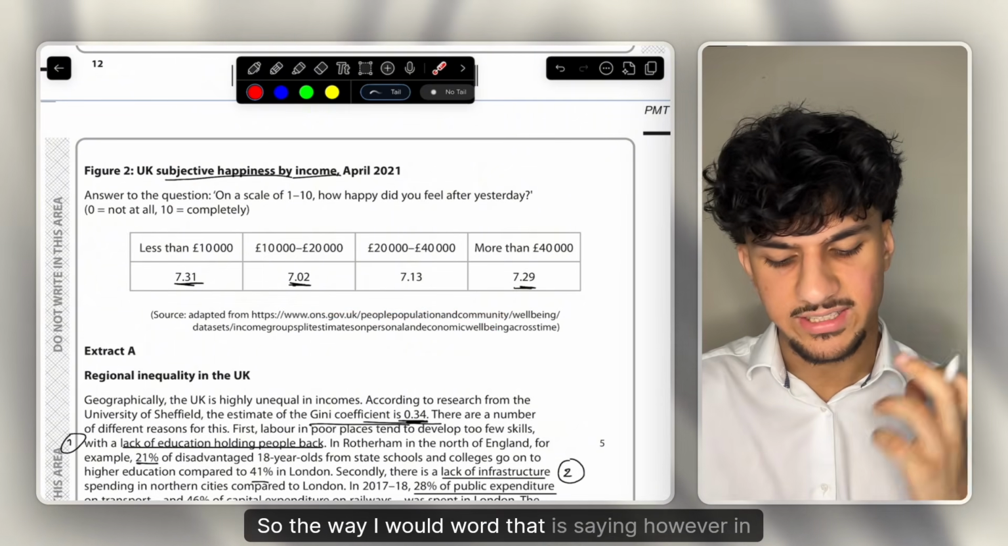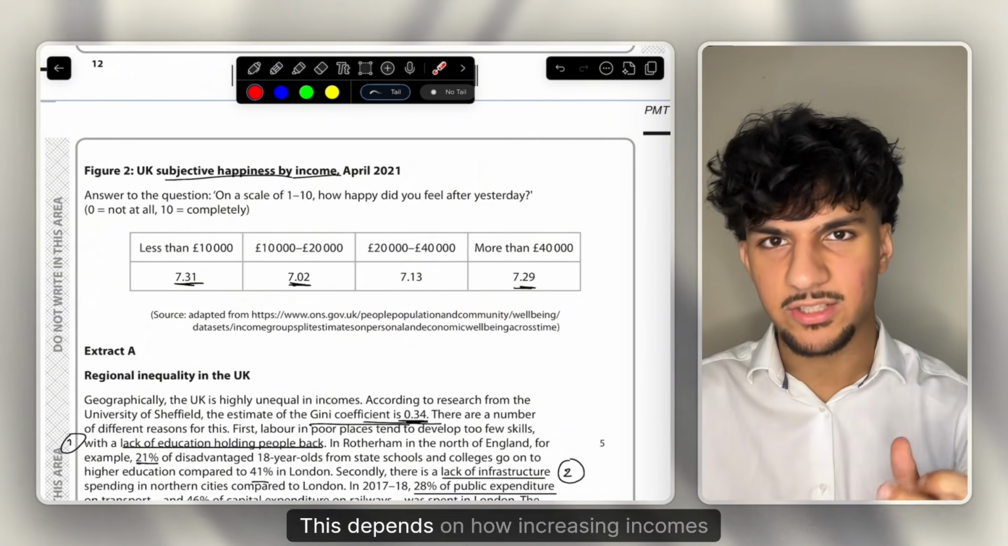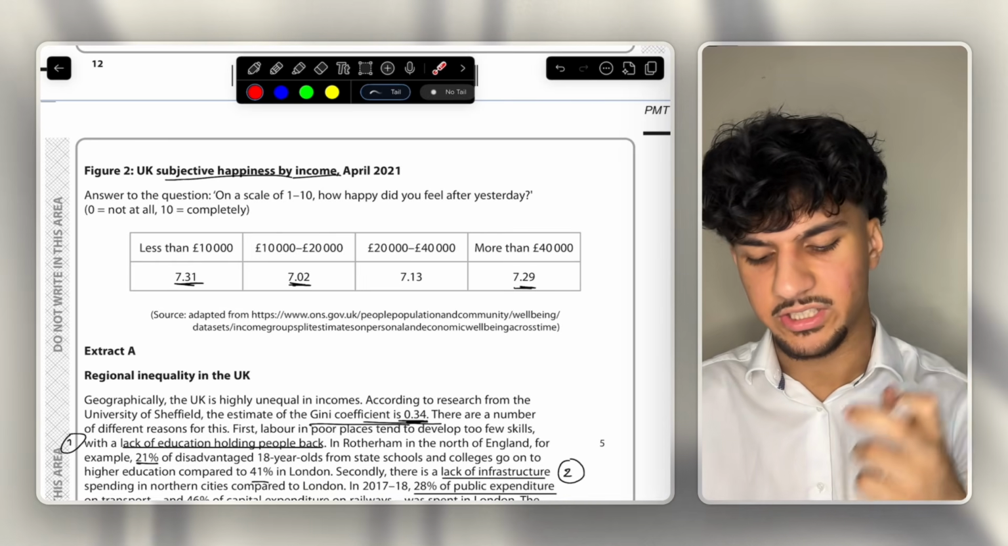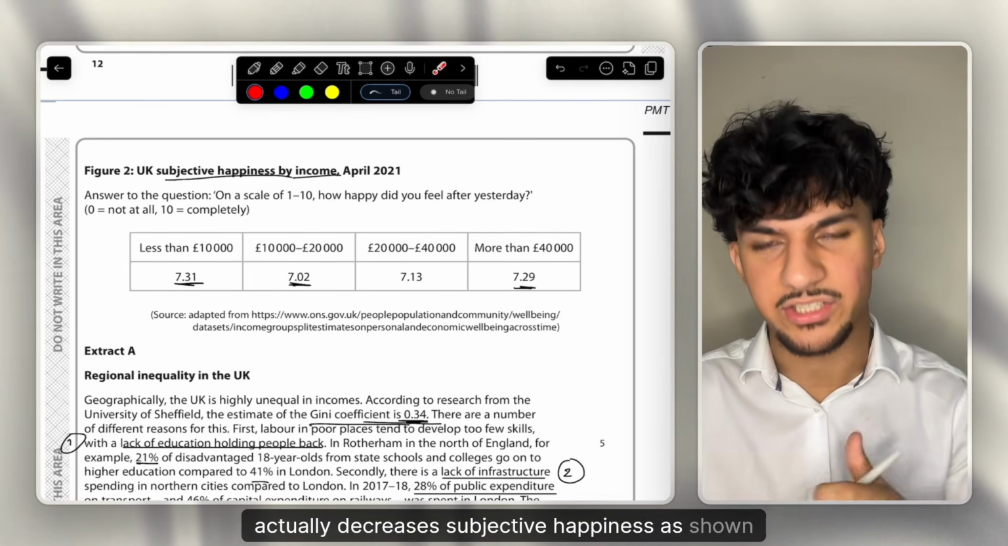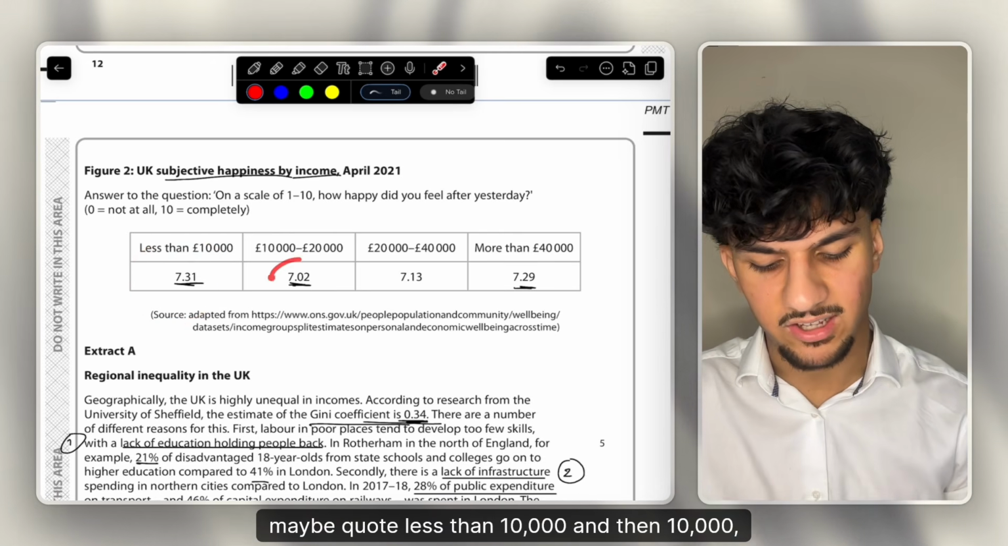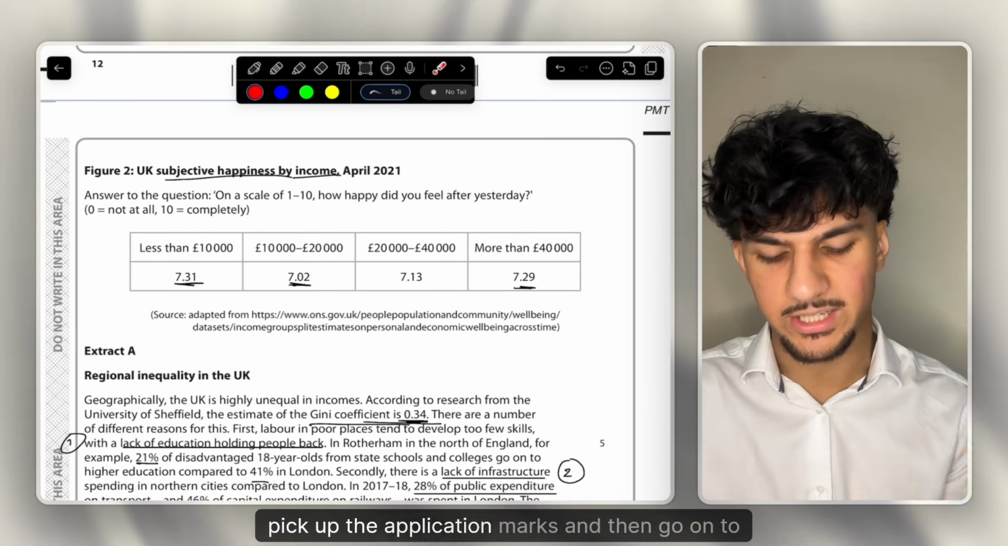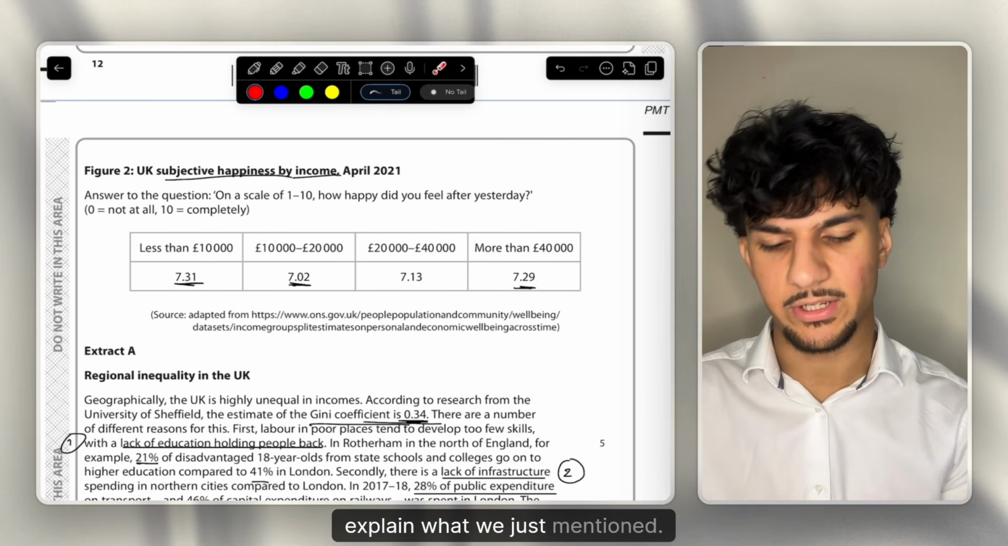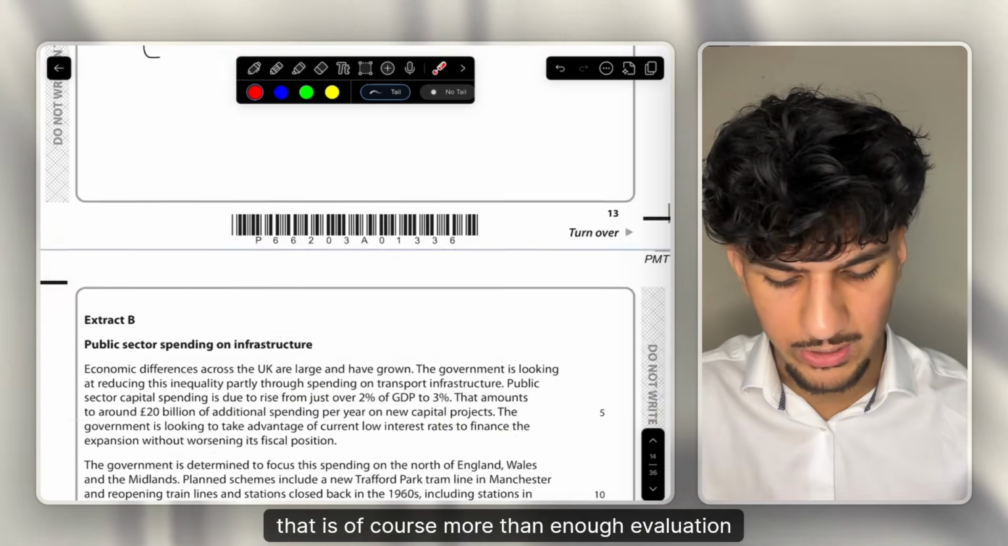The way I would word that is saying, however, in evaluation, this depends on how increasing incomes actually decreases subjective happiness as shown in the figure. Quote the figure, maybe quote less than 10,000 and then 10,000 to 20,000 just to pick up the application marks, and then go on to explain what we just mentioned. And yeah, that is of course more than enough evaluation.